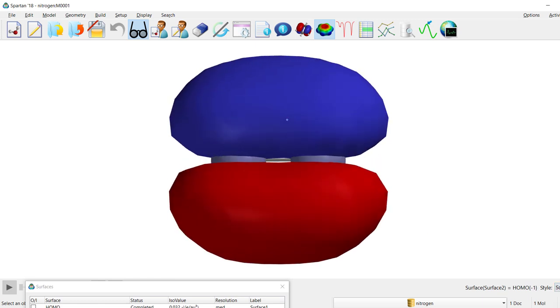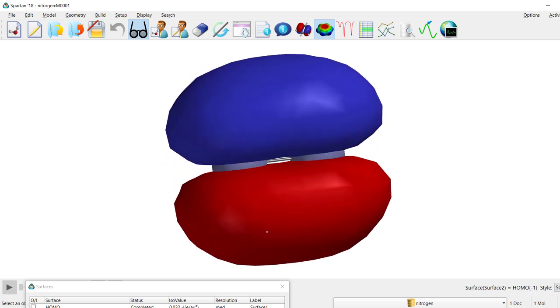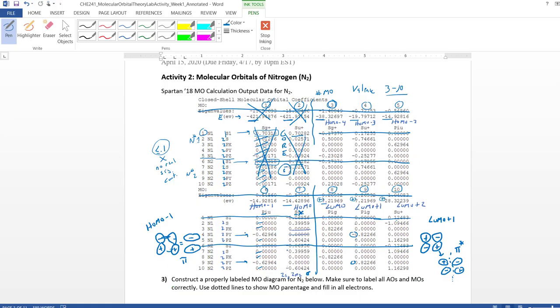So there you go. Now granted, you can have a pi in two directions. So you can have pi in this direction and pi coming in and out of the paper, and they will be degenerate. That is, they should have the same energy. So let's see if we can find that. And so HOMO minus one is what?